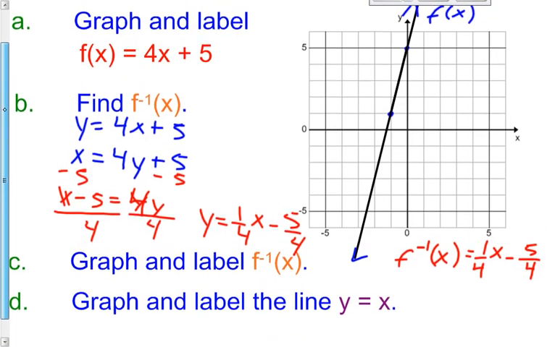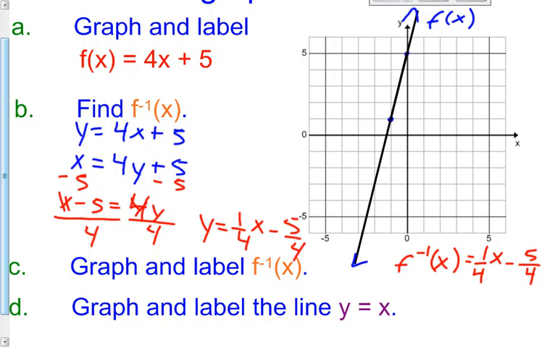So this one slightly more difficult to graph, but nothing we can't handle. It has a y-intercept of a negative 5/4. So go down 1 and 1/4 and put a dot. And now it has a rise of 1 and a run of 4. So up 1 over 1, 2, 3, 4. Let's take out our straight edge and connect the dots. It says graph and label, so be sure to label this. This is the inverse function of x.